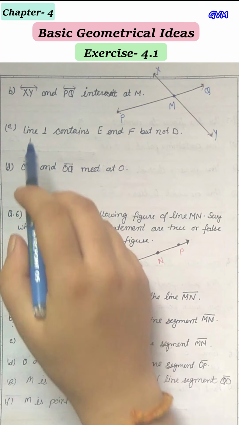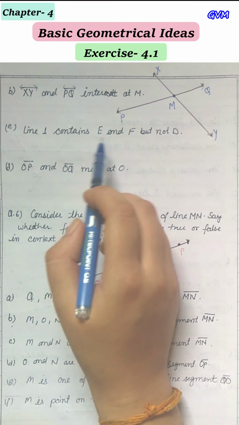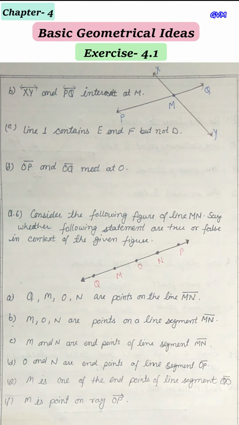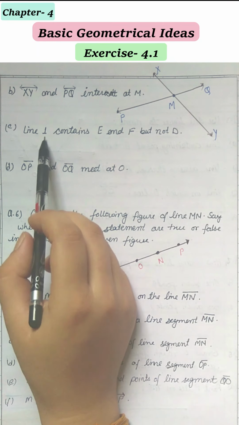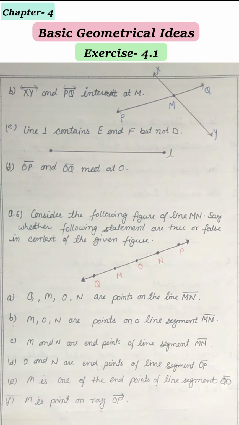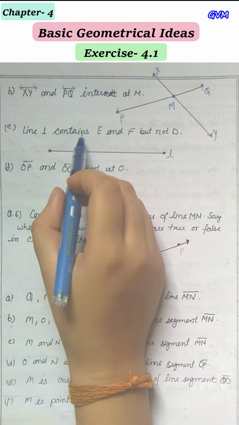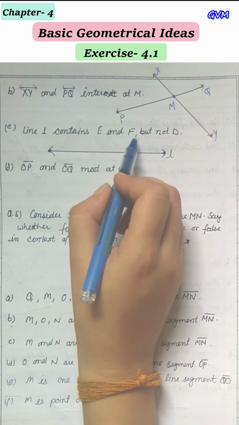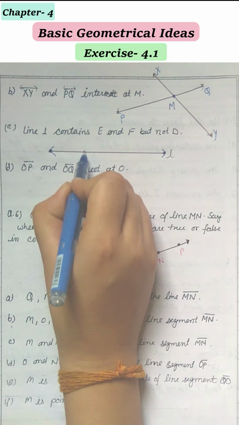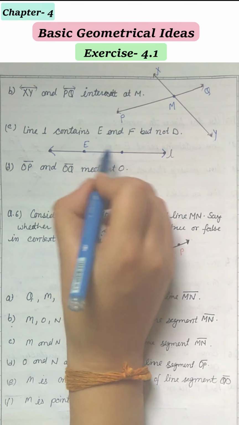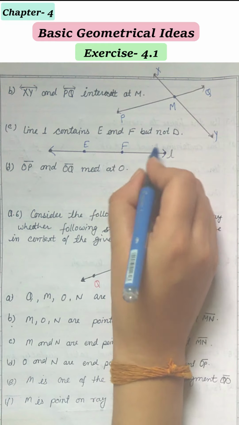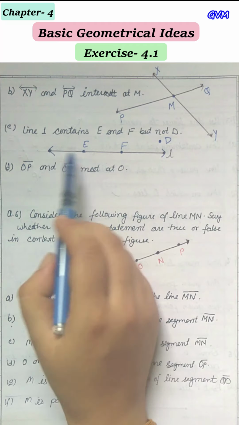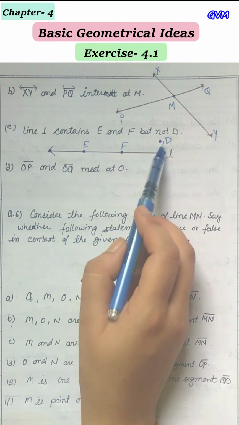Okay, C part, we have line l contains E and F but not D. So let's draw a line l, or L as it is written in the textbook. So this is line L, and it contains E and F but not D. We can put any two points and name them E and F. And outside it, let's put a point here and name it D. So this is a line L containing E and F but not D.